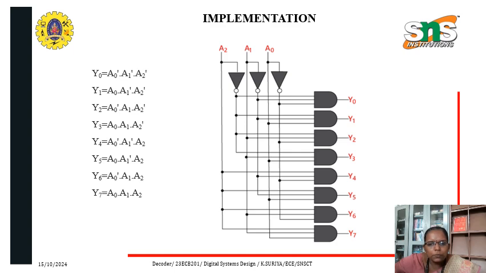These are the equations for Y0 to Y7 based on the input combinations, and the logic diagram is as follows. Y0 is equal to A0 bar, A1 bar, A2 bar. Y1 is equal to A0, A1 bar, A2 bar. Y2 is equal to A0 bar, A1, A2 bar. Y3 is equal to A0, A1, A2 bar. Y4 is equal to A0 bar, A1 bar, A2. Y5 is equal to A0, A1 bar, A2. Y6 is equal to A0 bar, A1, A2. Y7 is equal to A0, A1 and A2.